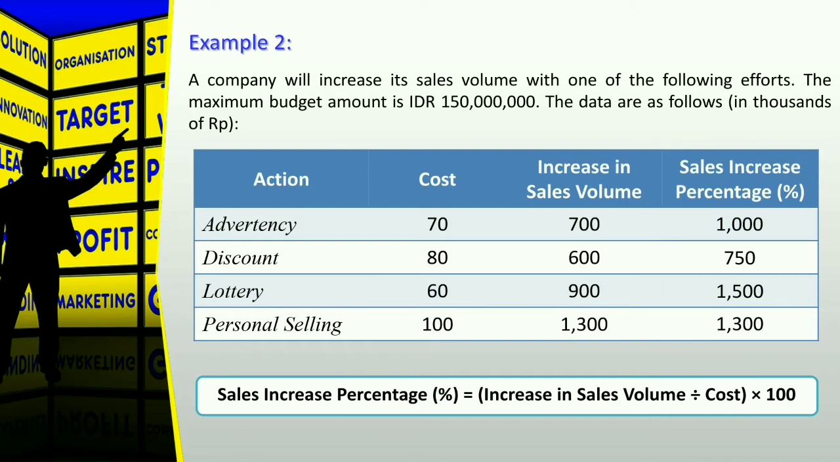Then, after getting all the values, now the company can determine what action they must take. So, the question is, what action must the company take? If we look at the problem, this case is talking about profit. So in conclusion, the company must take the greatest or the biggest value to get more profit. In other words, the company must take the lottery action, because lottery has the highest value.